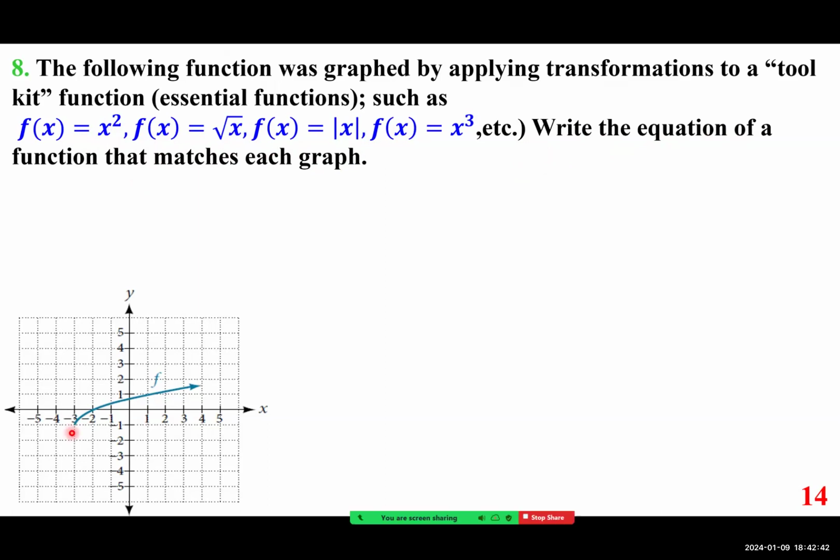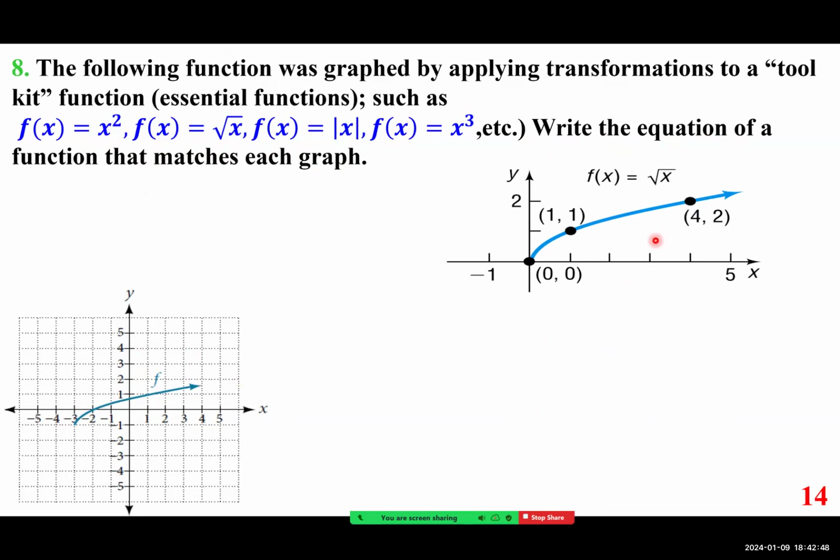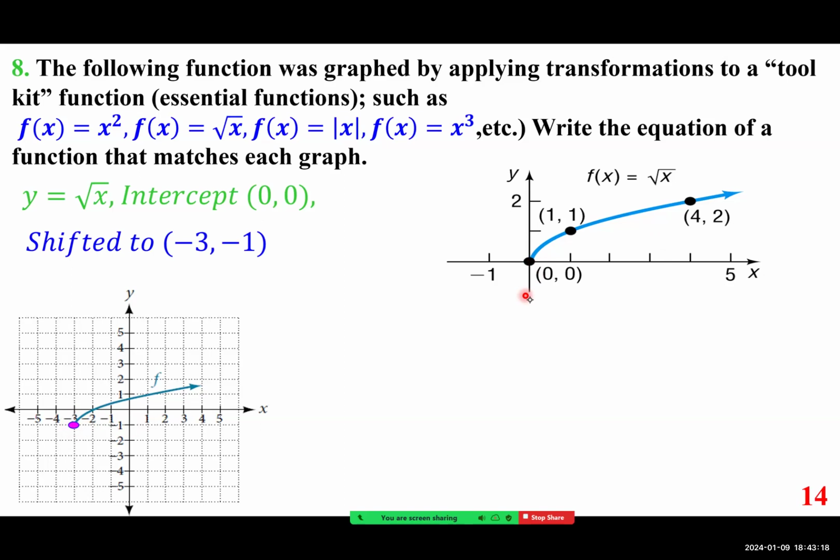I hope you recognize it's a root function, a square root function, so there has been some transformation, and we're going to take it from there. So y equals square root of x has the intercept of 0, 0. However, this one has an intercept of -3, -1. The intercept, by the way, it's both the x and y intercept, has been shifted to this new location, -3, -1.